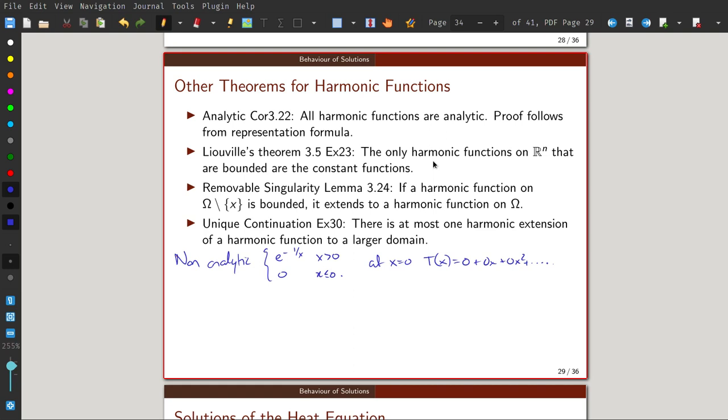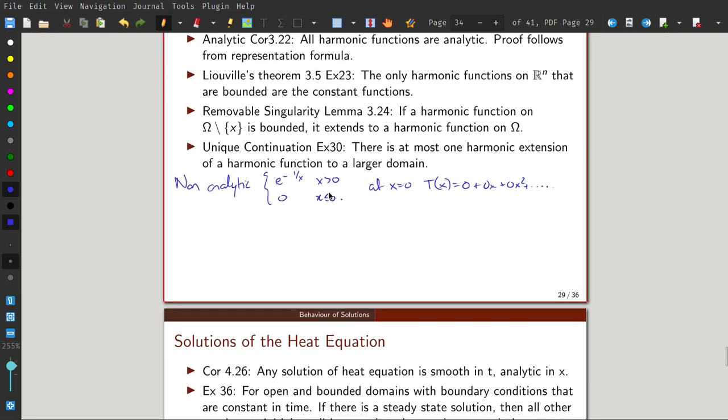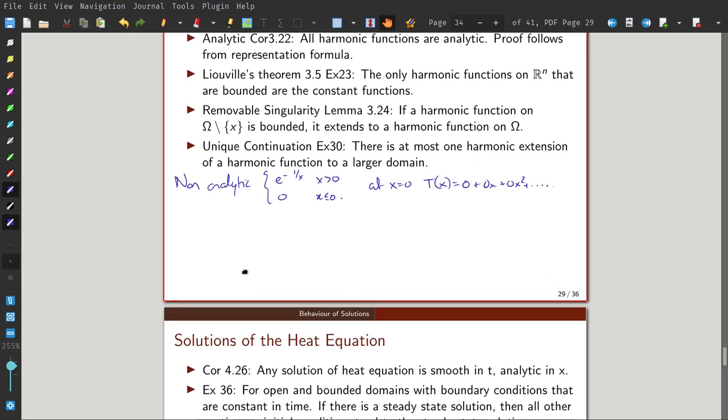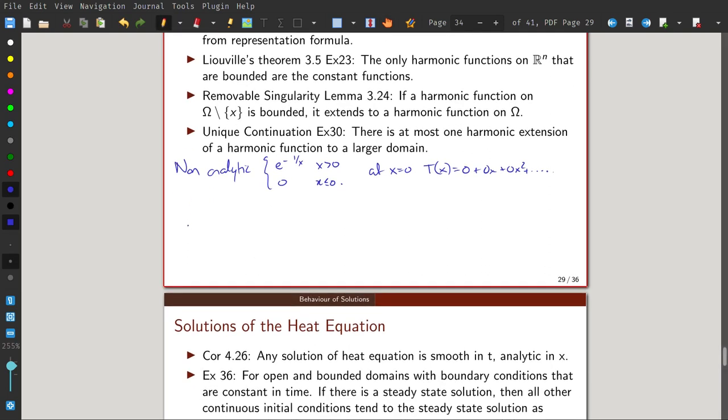Okay, so this is lemma 3.4. I give it the name removable singularity lemma. So what do I mean by this? So consider, say, a function which is like x squared minus y squared over x squared plus y squared.